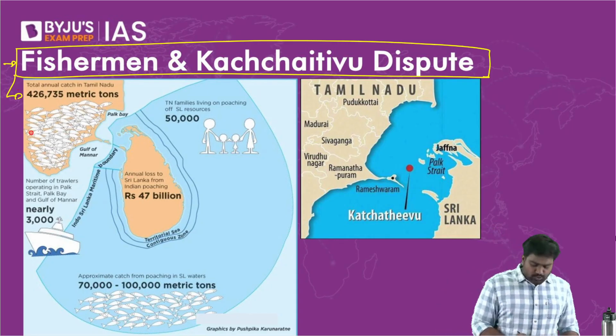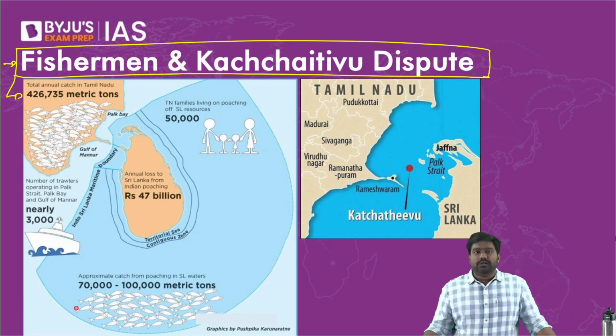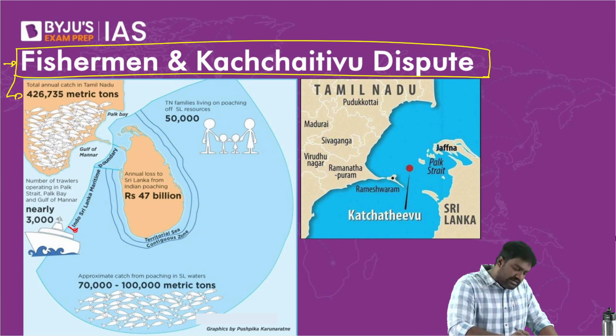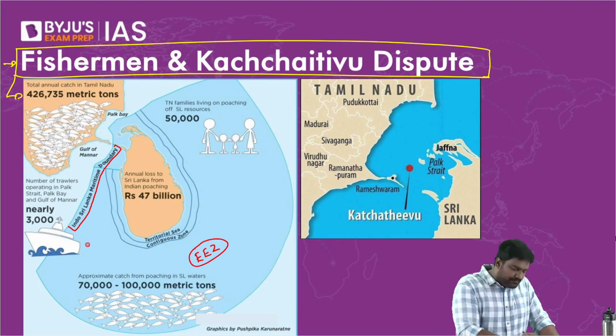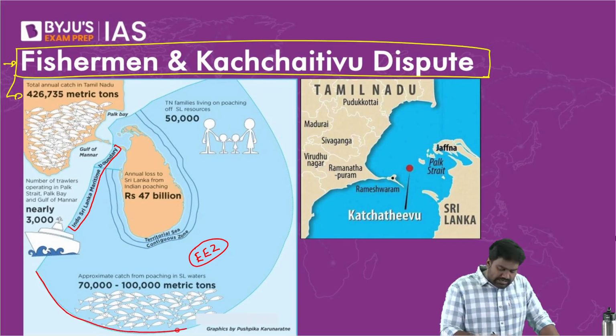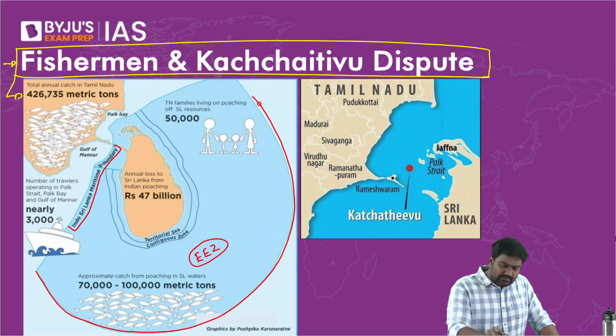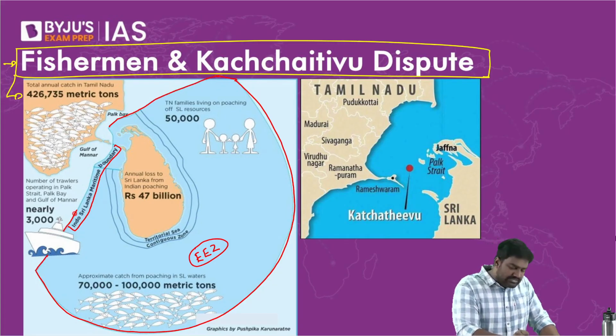So here in these two maps, you're looking at the maritime boundaries between India and Sri Lanka. You can see the Indo-Sri Lanka maritime boundary line and also the exclusive economic zone of Sri Lanka. This is Sri Lanka's EEZ. This dark blue shaded area in the Bay of Bengal and Indian Ocean, this is the EEZ of Sri Lanka. All right.